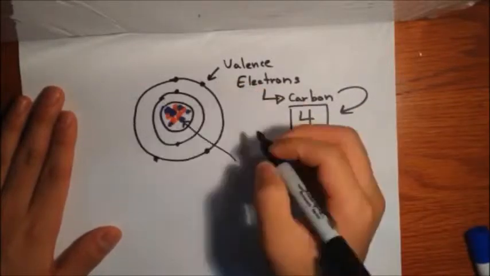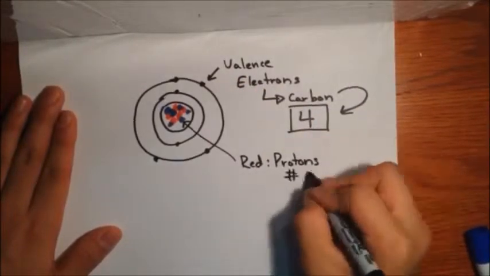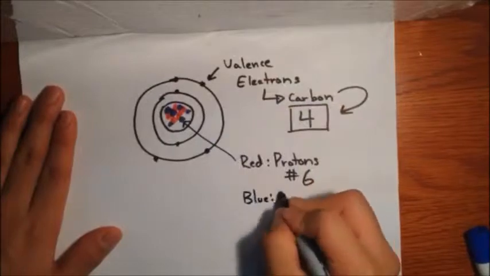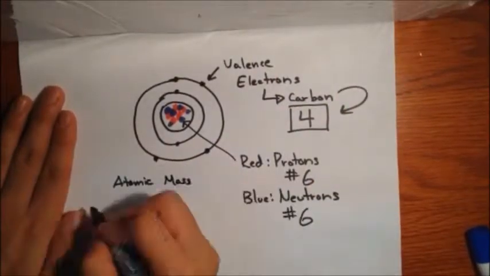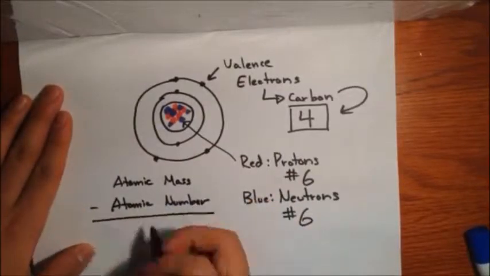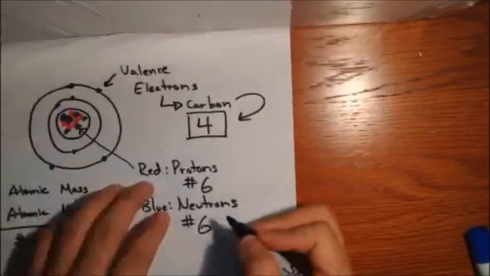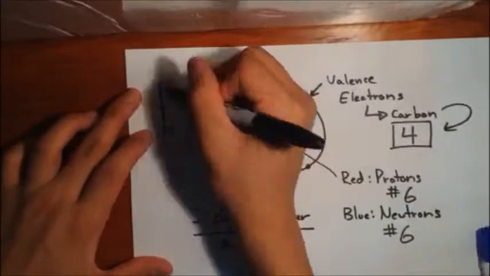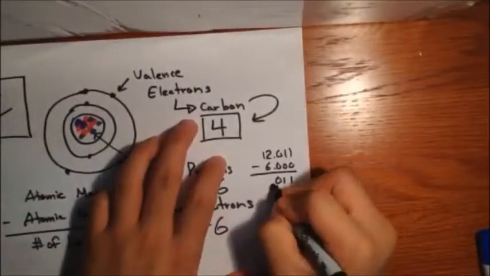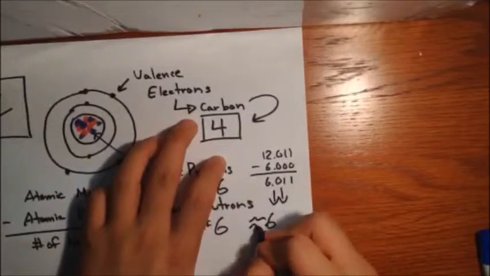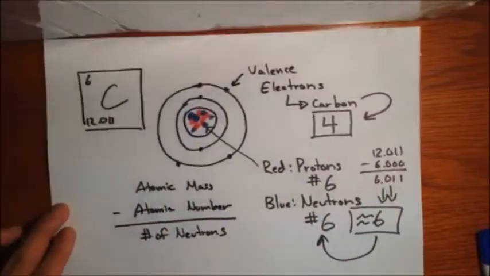In the nucleus, there are 6 protons, which is red, and 6 neutrons, which is blue. A quick way to find out how many neutrons are in any atom is to subtract the atomic number of the element from the atomic mass. In this case, it's 12.01 minus 6, roughly rounded to 6, which is where I got my number of neutrons.